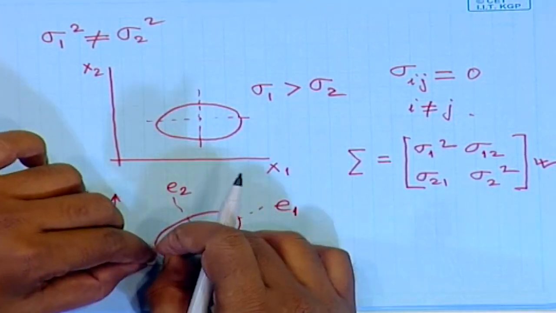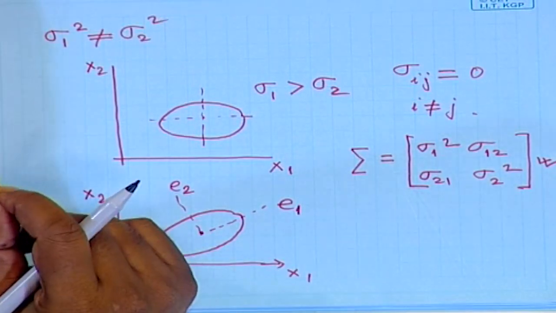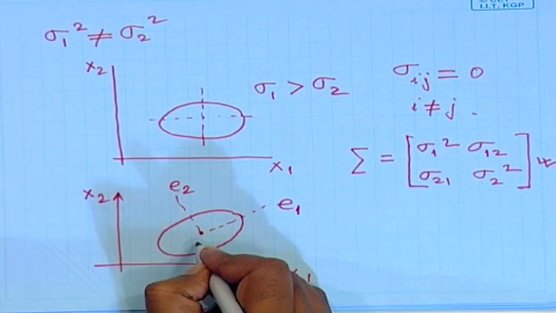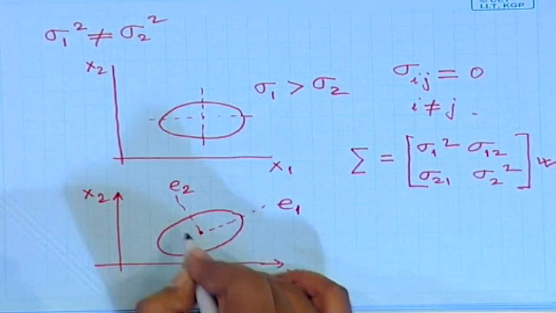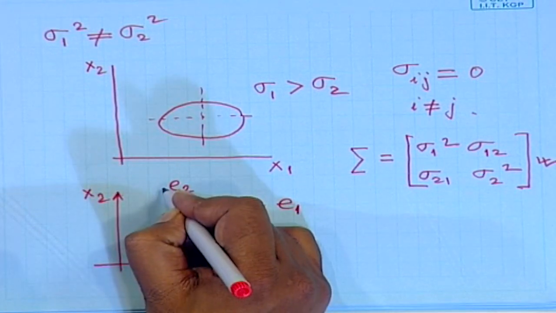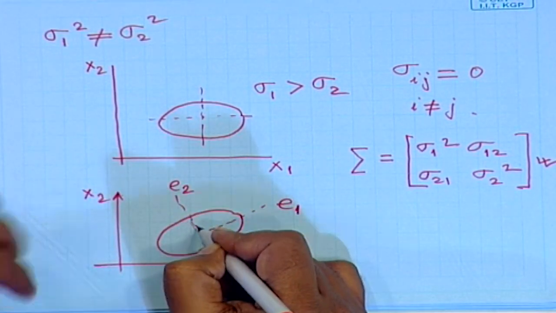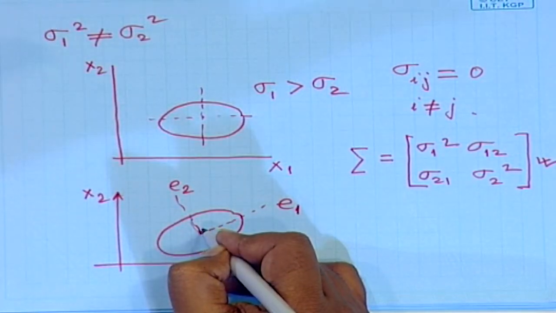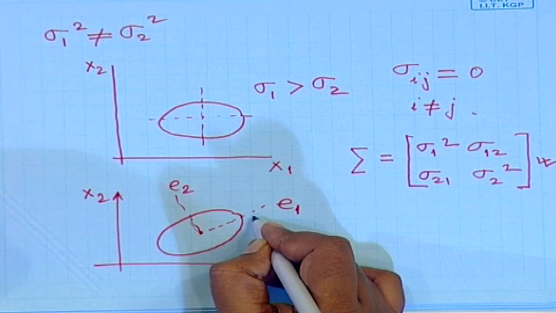And as I said, these directions actually tell you how the points are distributed. I will have maximum density around the mean. As I move along this direction, the density will go on reducing. As I move along this direction, the density will also go on reducing. But here the rate of decrease of the density function will be more. Here the rate of decrease of the density function will be less. Is that okay?